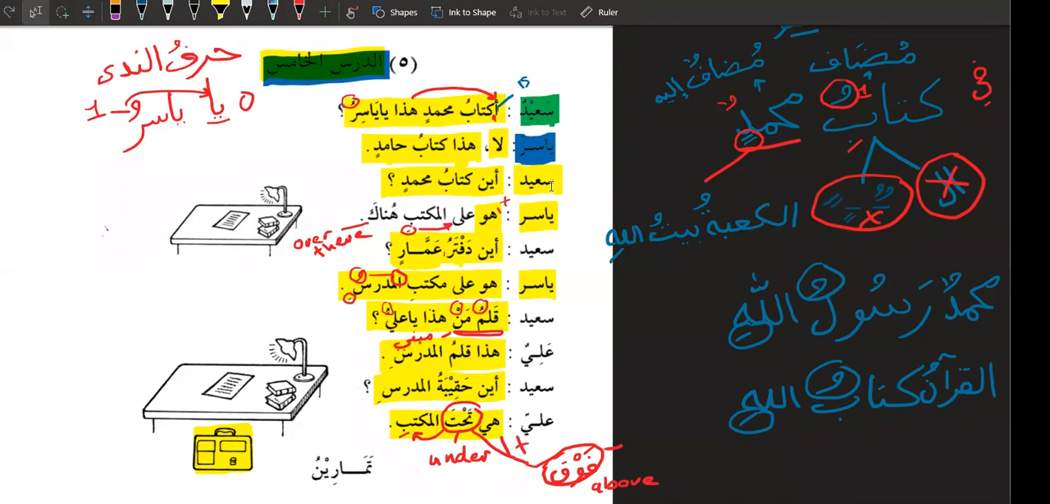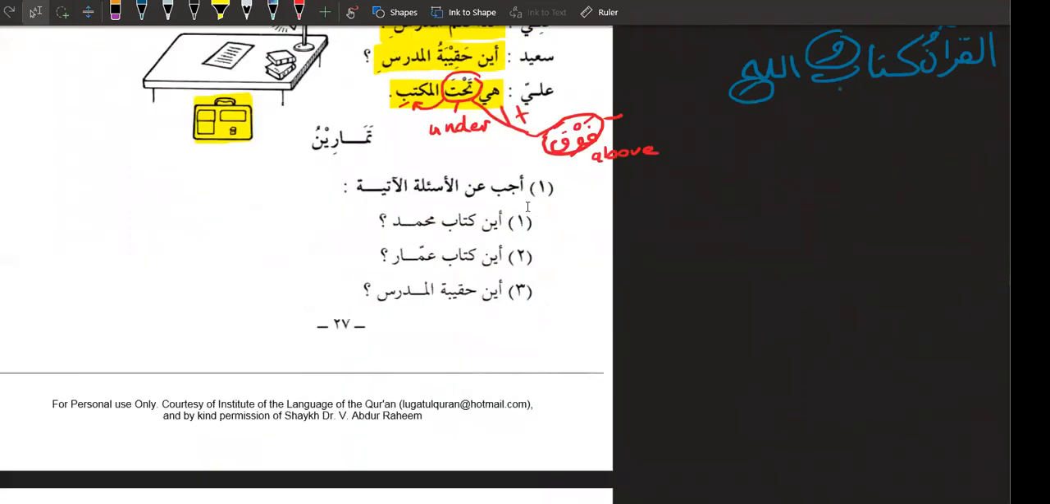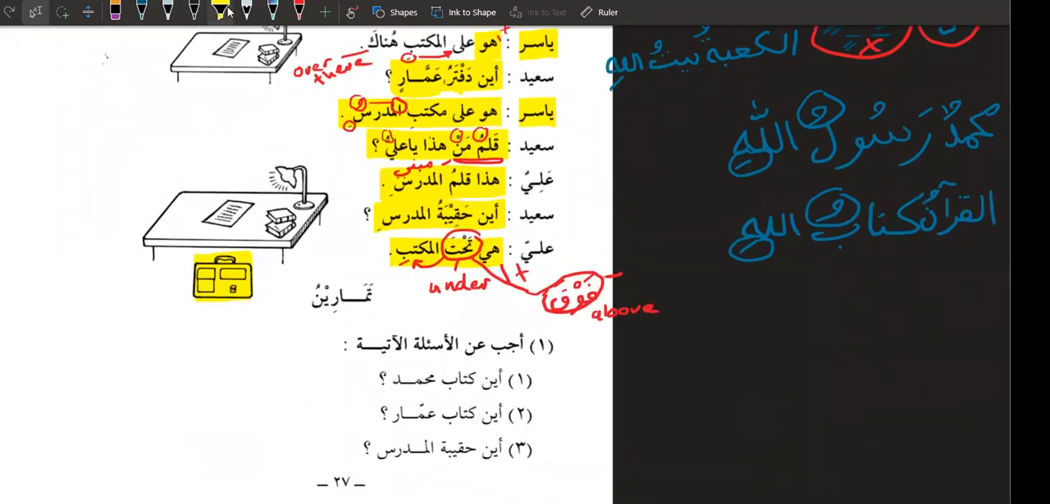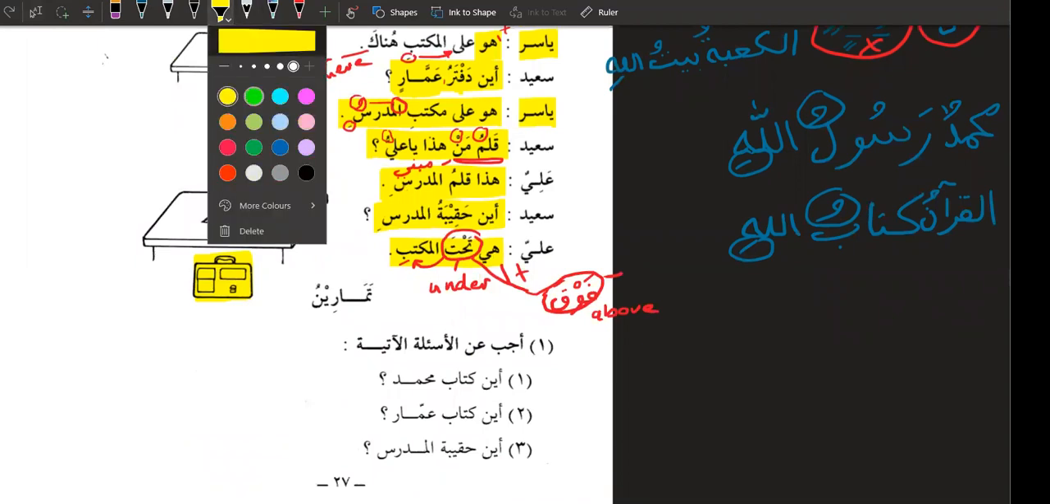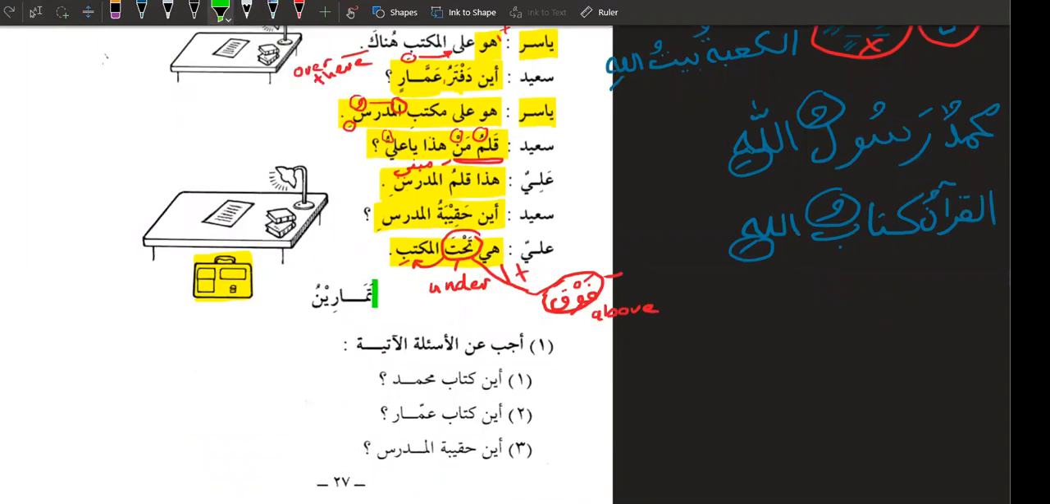Jade. So we'll carry on. So that's understood. Alhamdulillah. طيب. So we move to tamarin, exercises. تمارين. التمرين الأول أجب عن الأسئلة الآتية. So answer the following questions. These questions are related to the text above.